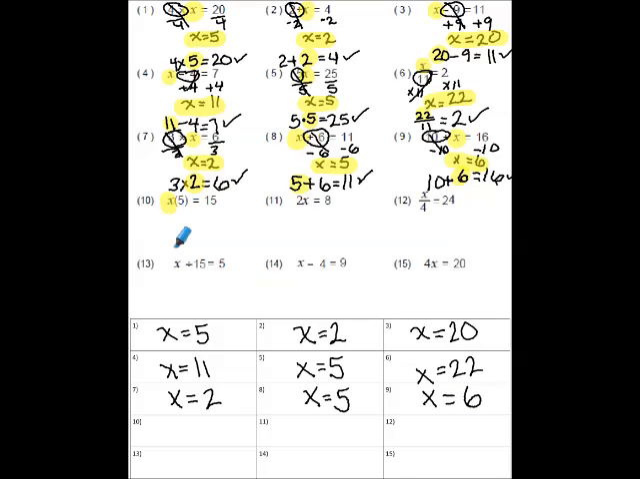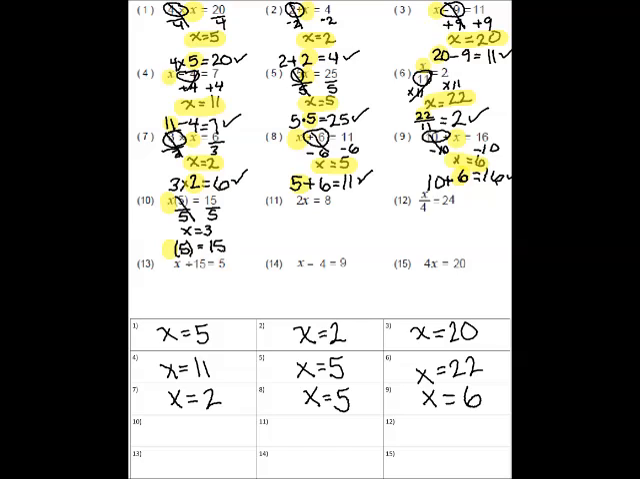I want to know what x times 5 would give me 15. So that x times 5, in parentheses means multiplication, would give me 15. So I want to get x alone, so I'm going to divide both sides by 5, and 5 divided by 5 is 1, and 1 times x is just x. And 15 divided by 5 is 3.